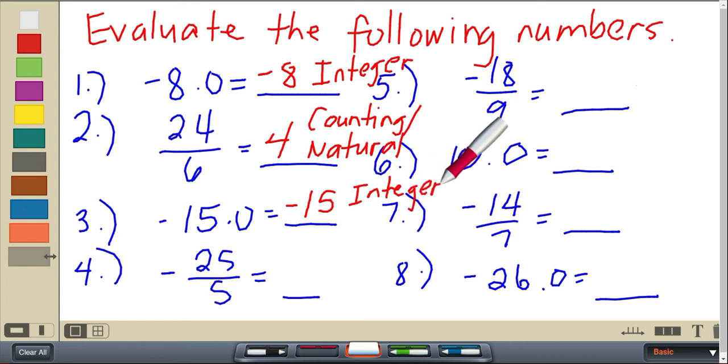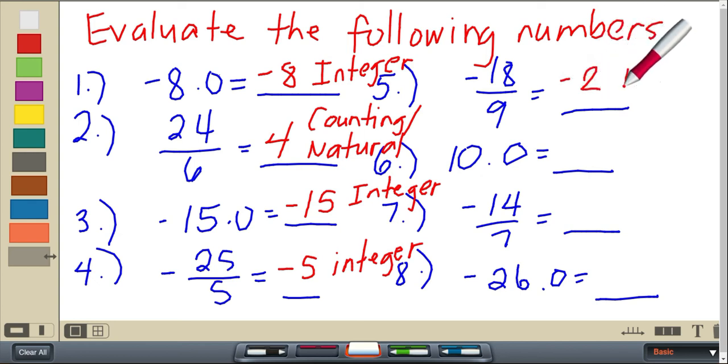Okay, I hope you're getting it. Negative 25 over 5 is just negative 5, so therefore it's an integer, right? If you're putting negative 8, 4, negative 15, negative 5, give yourself a check for each. I'm just repeating all the words, integers, counting, so that it sticks in your head. What kind of number are these? Negative 18 over 9 is also equivalent to negative 2, so therefore it's an integer.